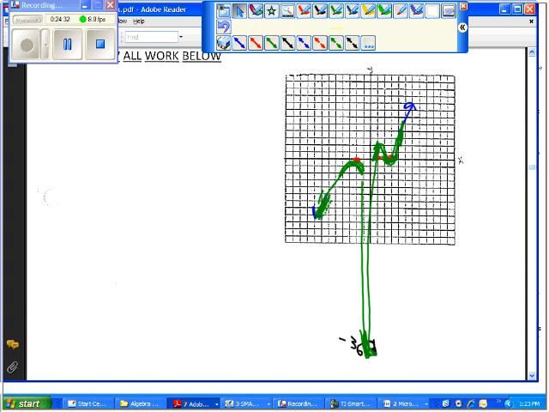So we're graphing by looking at the x-intercepts, which are also called the roots, and determining whether they bounce or cross, and then looking at the y-intercept and also looking at end behavior. Any questions so far? Okay.